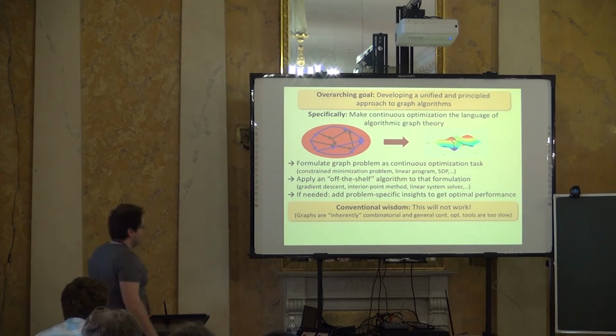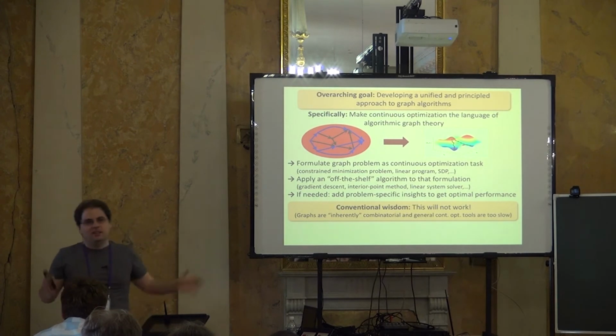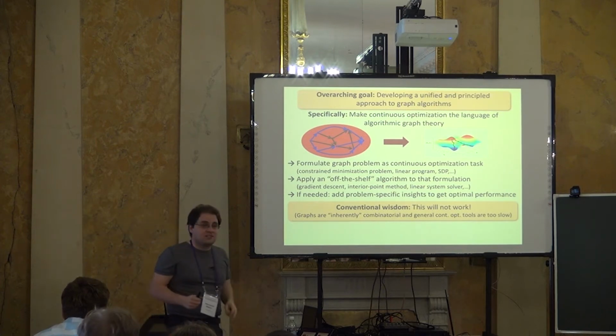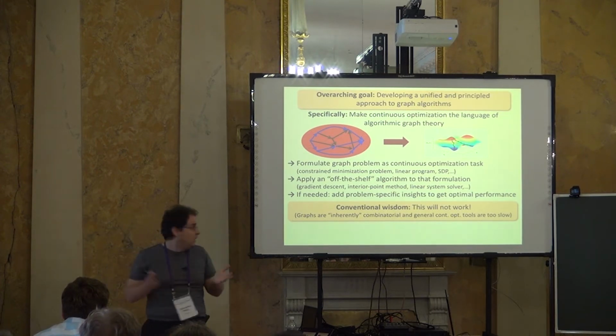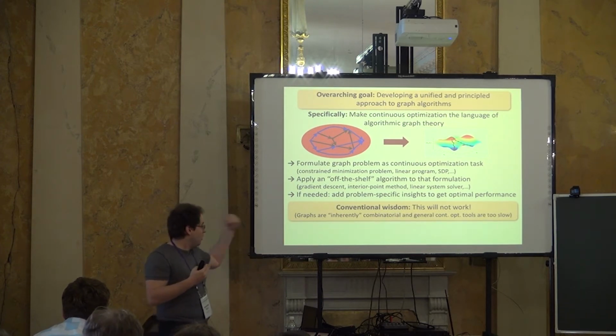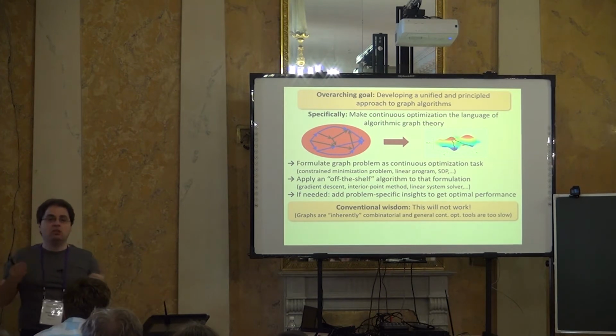And of course, as Fedor already said, I'm not the first one to think of it, but the conventional wisdom will be, forget about it. This will not work because graphs are inherently combinatorial, so you are using the wrong language to talk about them, and most of these general continuous optimization tools are quite slow. So you will really not get competitive algorithms this way.